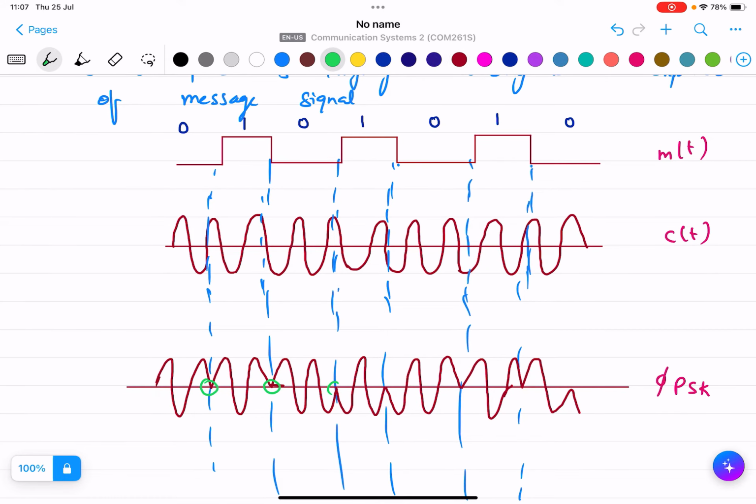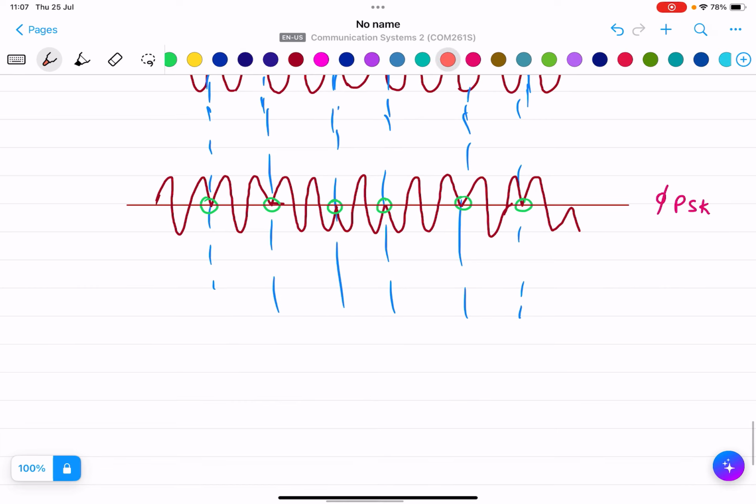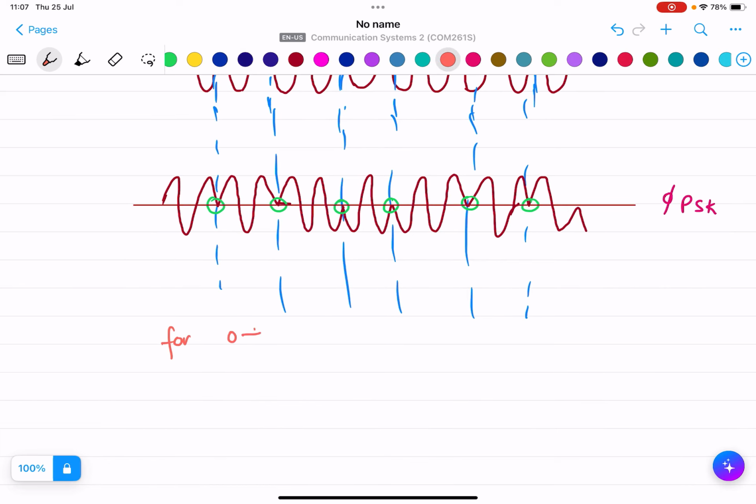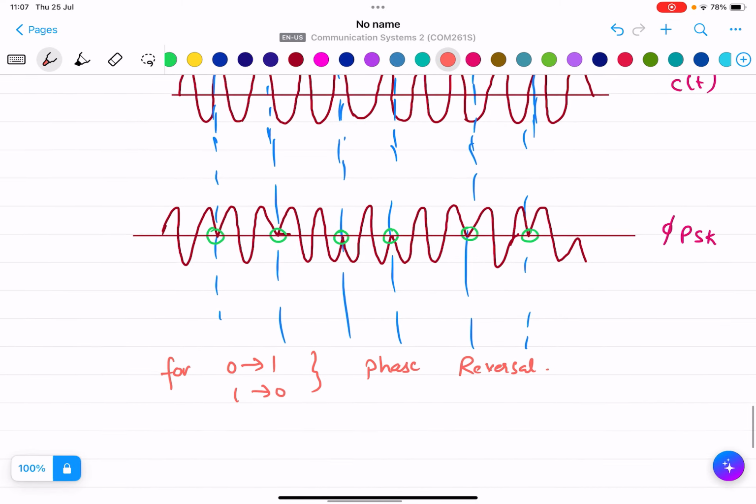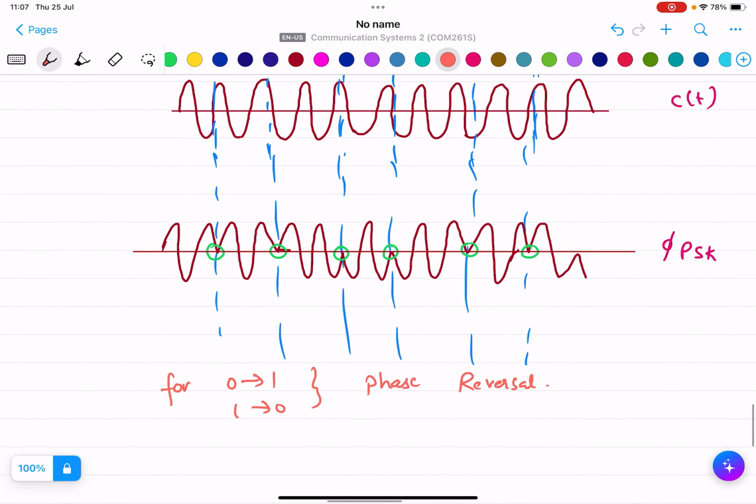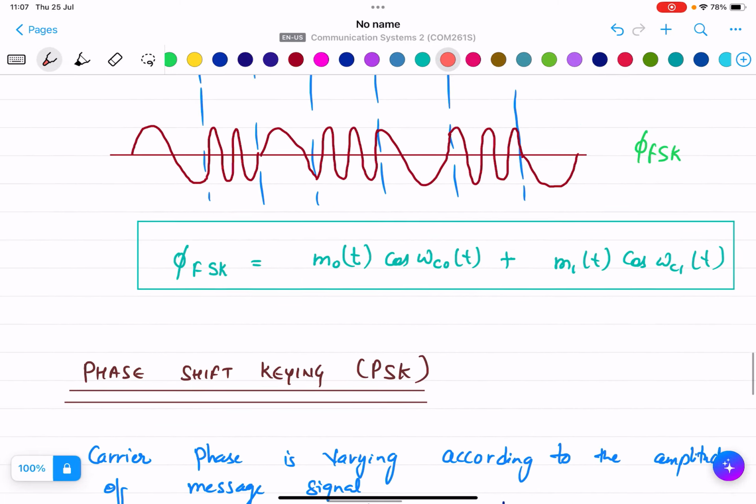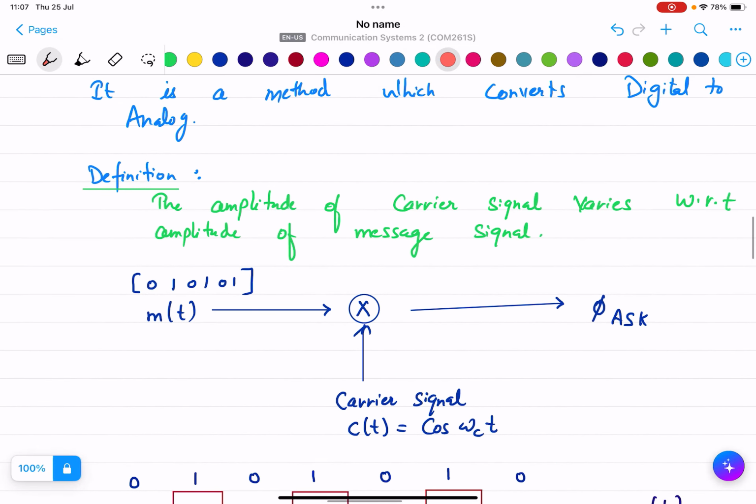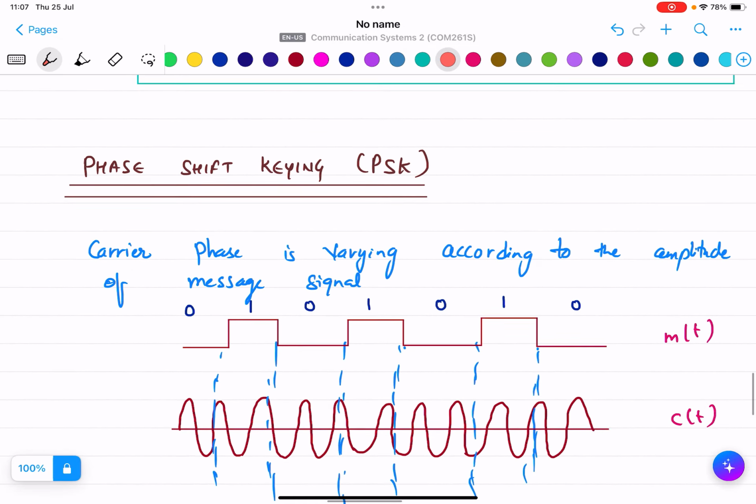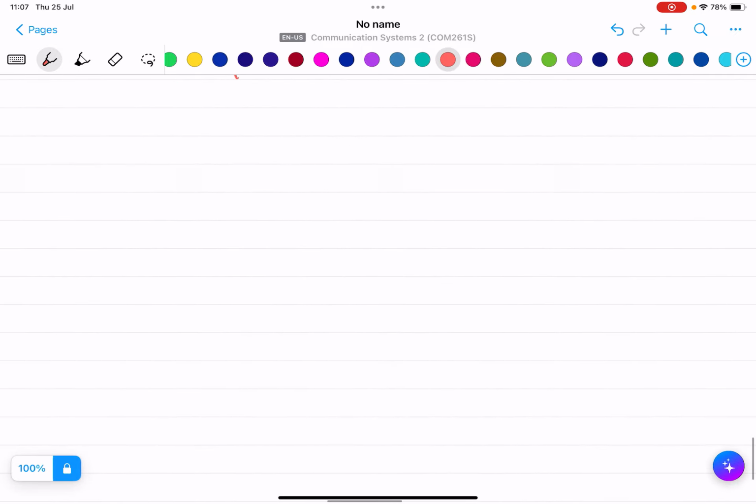There is a phase reversal here, there is a phase reversal here. So let us write here, whenever there is a transition either 0 to 1 or 1 to 0, there will be a phase reversal. So this is the explanation of all the three types of modulation techniques: ASK, FSK and PSK. Okay, let us take an example.